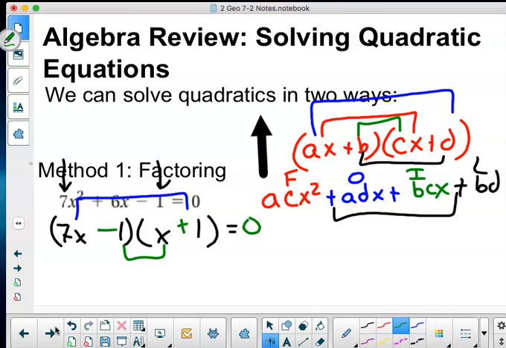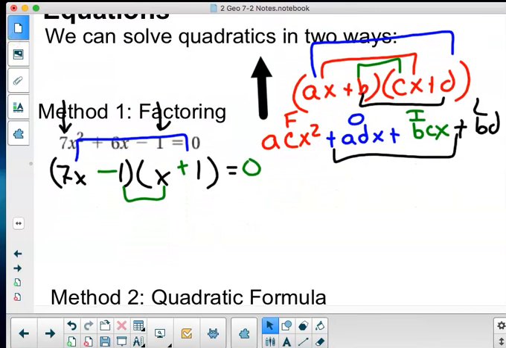Once I break it down using factoring, I'm going to use something called the zero product rule. The zero product rule is directly related to the fact that if I have two numbers multiplied together and their answer is 0, one of those numbers has to be 0. I'm not sure if you noticed, but this is a representation of one number, this is another, and they are multiplied together to become 0. So one of these has to be 0. How do we do that?